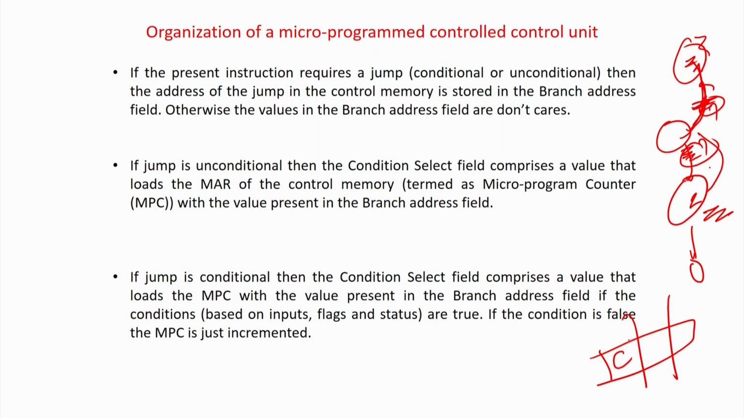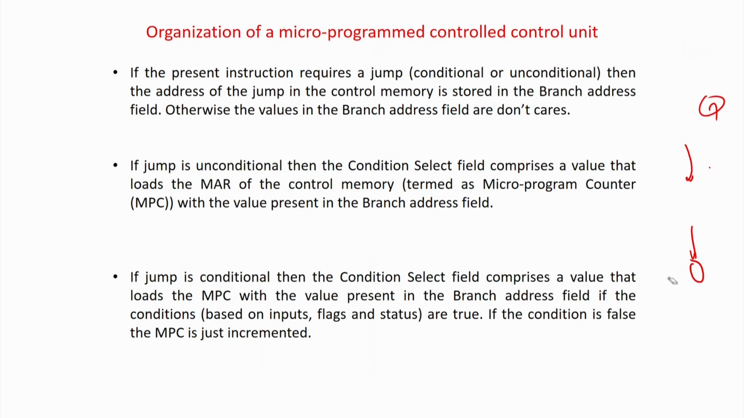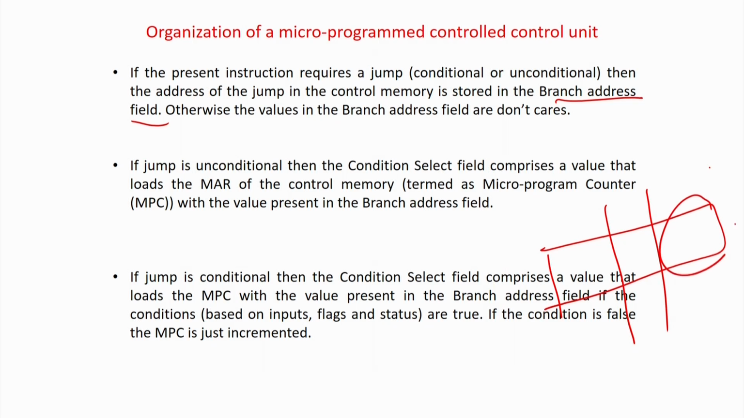So to match the condition and the jump address, the memory has three parts. This is for your control signals, this is for your next address, and this part is for checking the condition. So the memory has to be divided. If the present instruction requires a jump, then the address of the jump in the memory is stored in the branch address field. That is what I was saying. This is the whole instruction. If you have to jump, this is the address where it has to jump, and this part is called the branch address field.